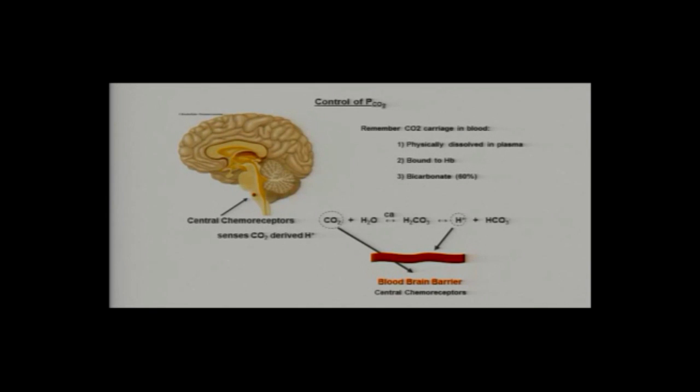Now, the PCO2 of blood represents what? Of those three ways that the blood carries CO2, number one, right? The amount that's physically dissolved in plasma. So the PCO2 represents what's physically dissolved in plasma. But just like we talked about with oxygen, CO2 has to physically dissolve in plasma before it can get into the red blood cells and bind to hemoglobin or form bicarbonate.